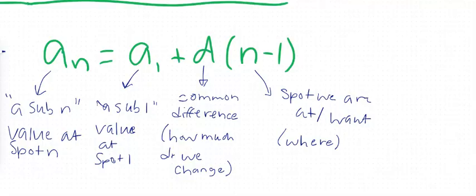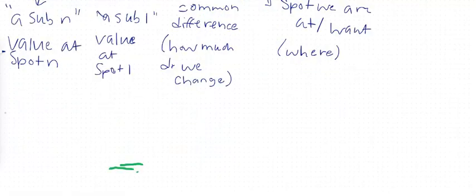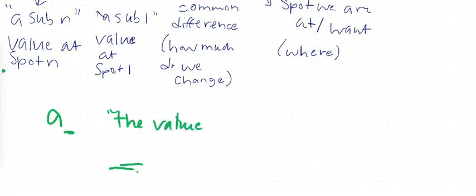Anytime you see an A with a little number by it, A sub anything, all that means is the value at spot whatever that little number below is. So the value, or whatever number in the sequence, is at that spot. Okay?